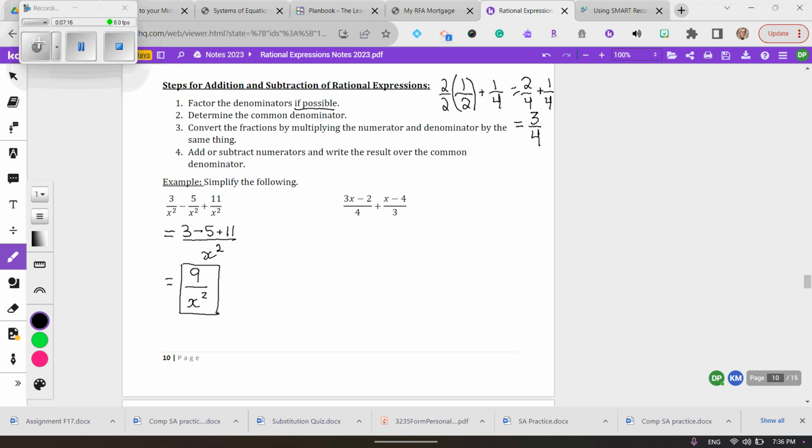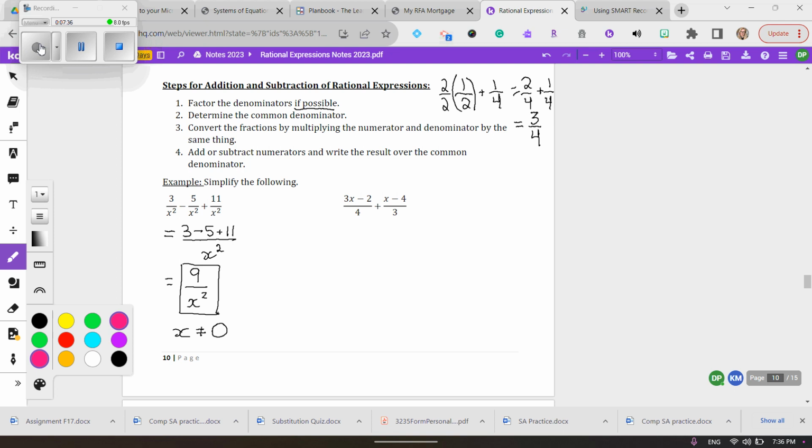And then don't forget to state your non-permissible values. In this case, we just have a monomial on the bottom of the fraction, so it's x cannot equal 0. Okay, let's try the next one here. 3x minus 2 over 4 plus x minus 4 over 3.